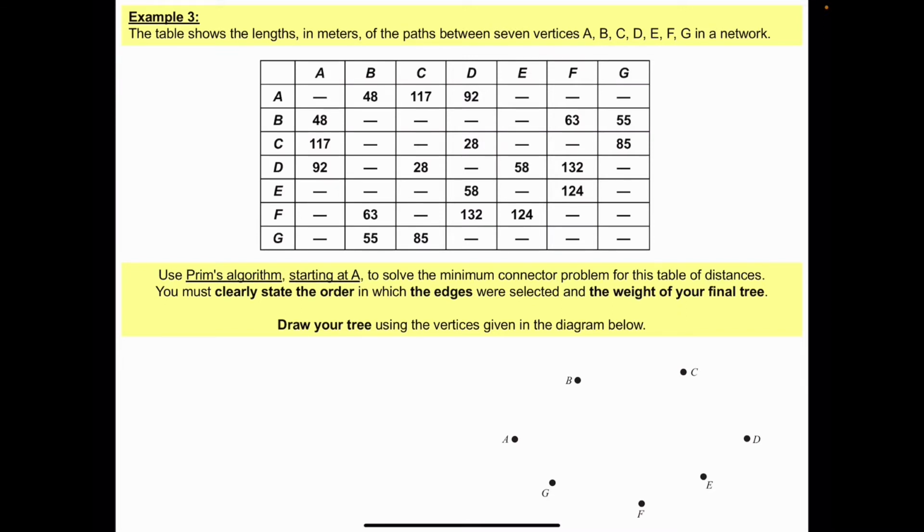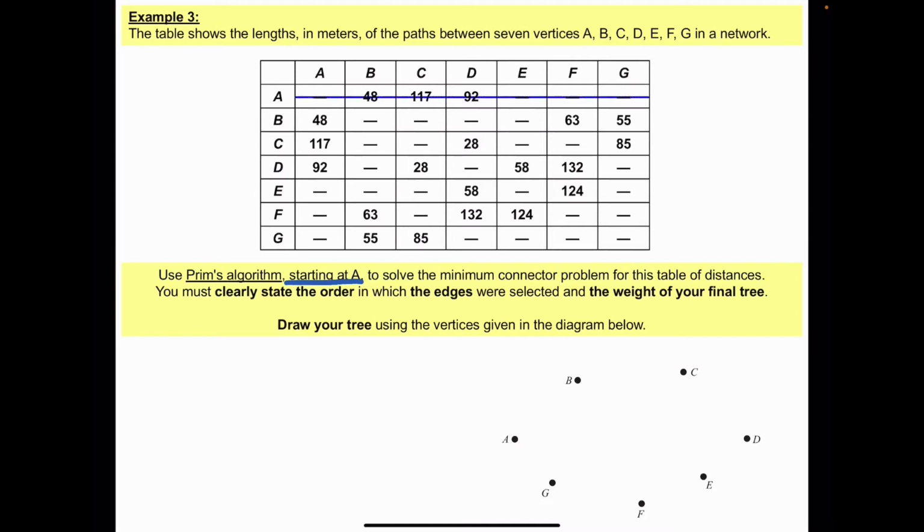The table shows the length in meters of the paths between 7 vertices, A, B, C, D, up to G, in some network, and we need to use Prim's algorithm starting at A to solve the minimum connector problem. That means I'm looking for the minimum spanning tree. Clearly state the order in which the edges were selected and then the weight and draw it. Okay, so we're going to start at A.